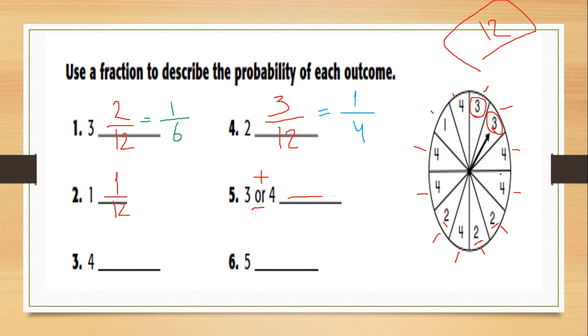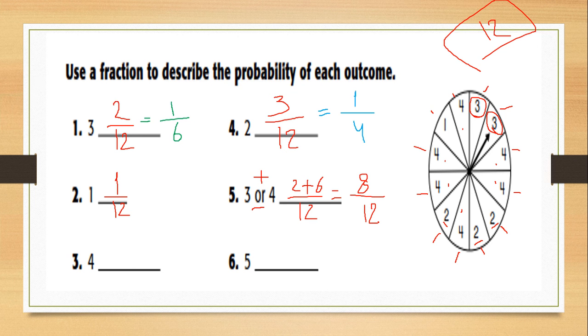So, how many 3 do we have here? We have 2, so we will write 2. How many 4 do we have here? Let's count. 1, 2, 3, 4, 5, 6. So that will be 2 plus 6 over, of course, the total 12. Okay, 2 plus 6 equal what? Equal 8. So that will be 8 over 12.